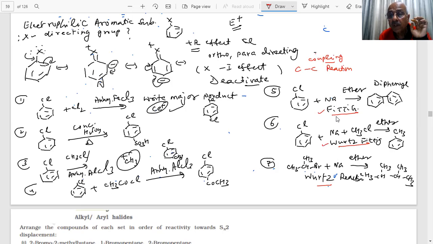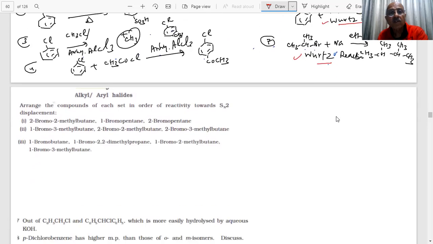Any one of the three is usually asked. All three are important. They are repeatedly asked in the paper. Such name reactions are very, very important, students, and you should be aware of what is happening.